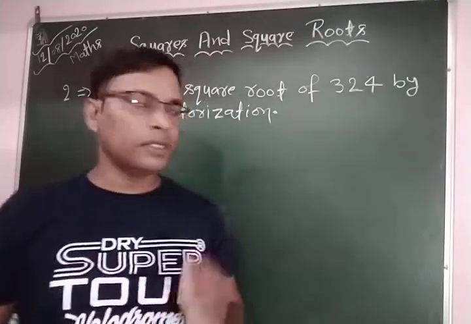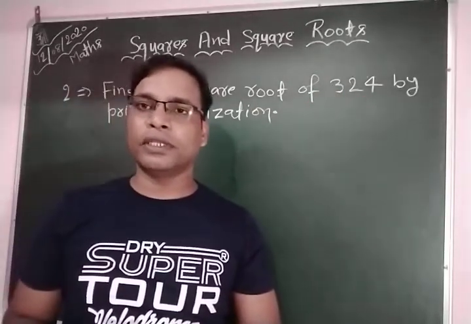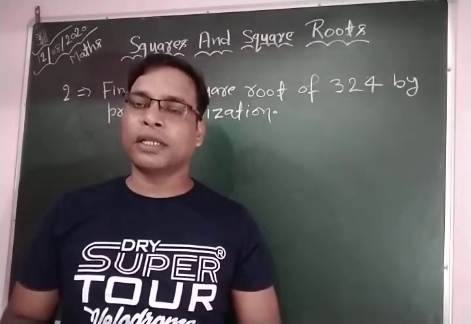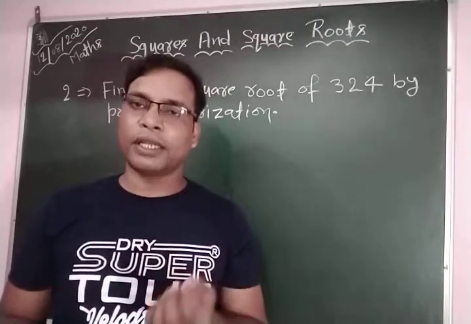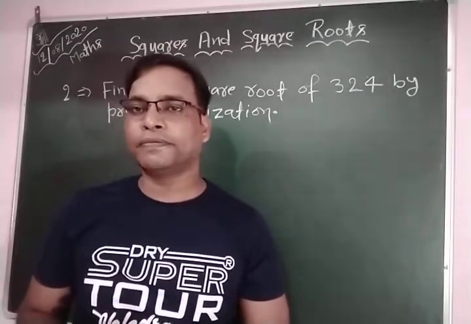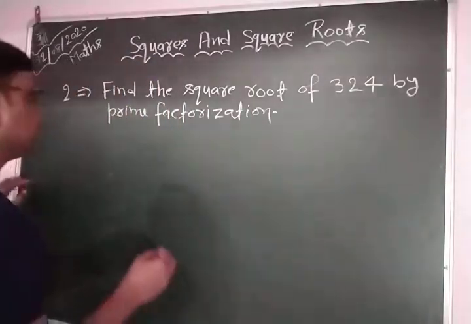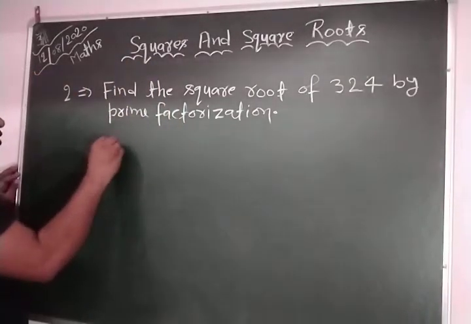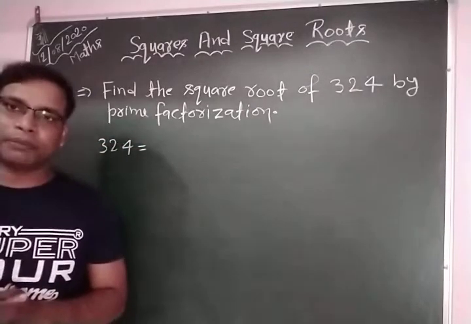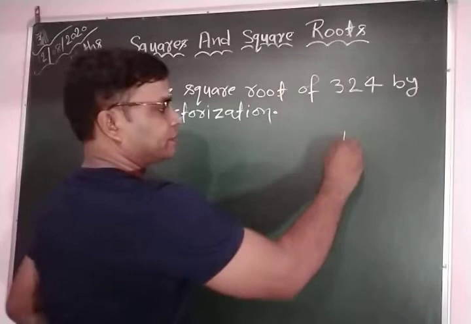If you write this number 324 as a product of prime factors, then we pair them and take one number from each pair, and then we find the square root of the given number. So first we write 324 and express it as a product of prime numbers. How do we find the factors of 324? Let's see.